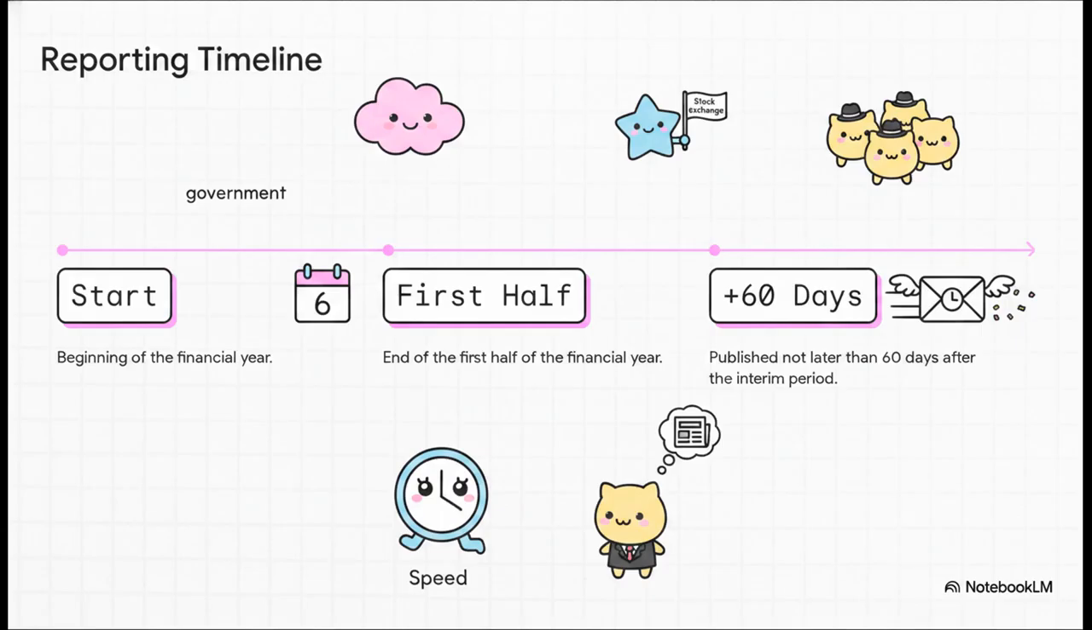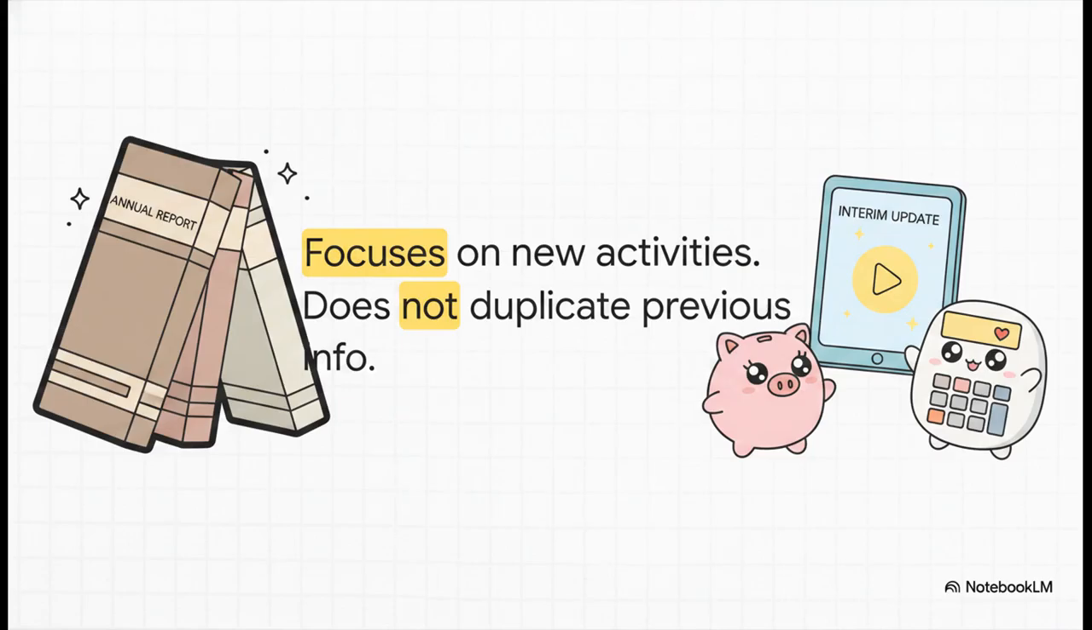Speed and relevance are totally key here. Remember, your investors already binge-watched that first season, your latest annual report. So to save time and money, this mid-year update focuses strictly on the new stuff. New activities, new events, new circumstances. It deliberately avoids duplicating all the heavy information that was already covered at year-end. It's an update, right? Not a rewrite.